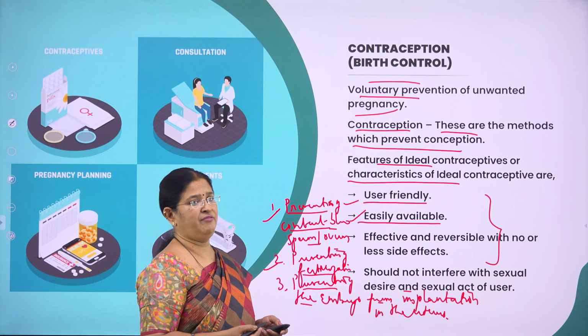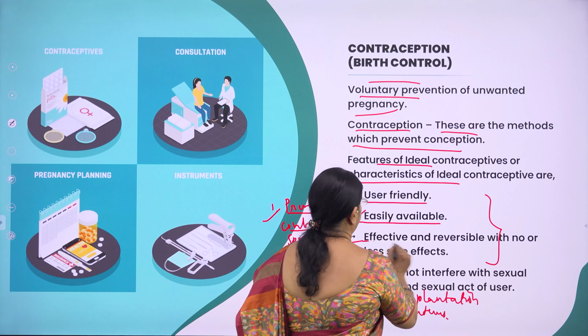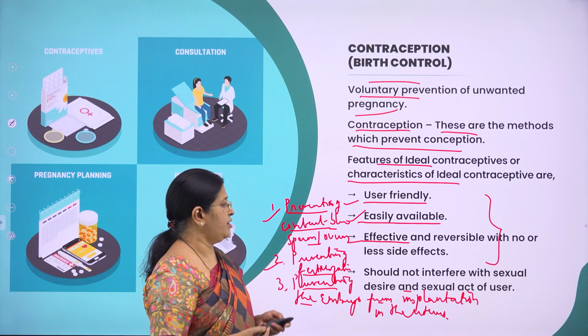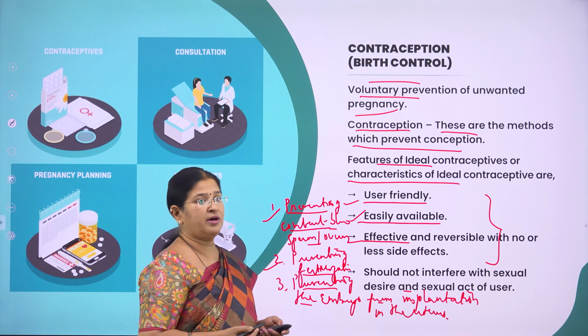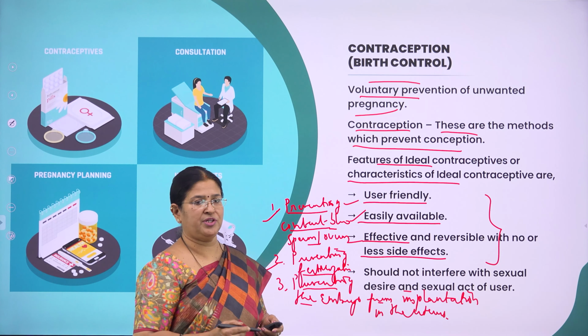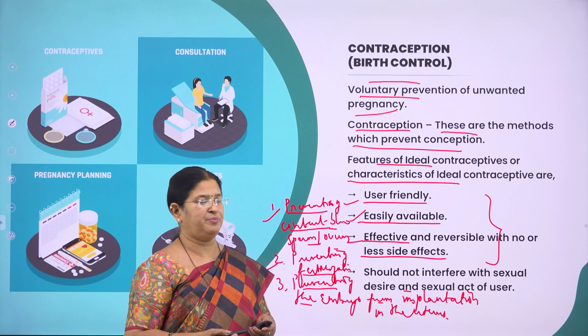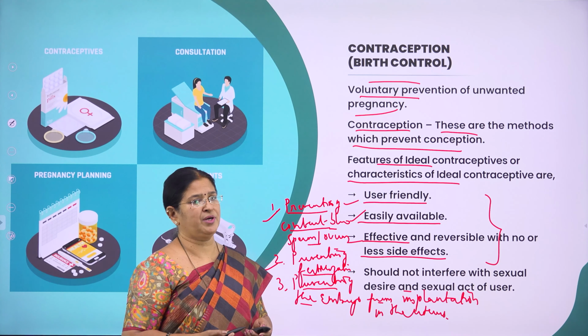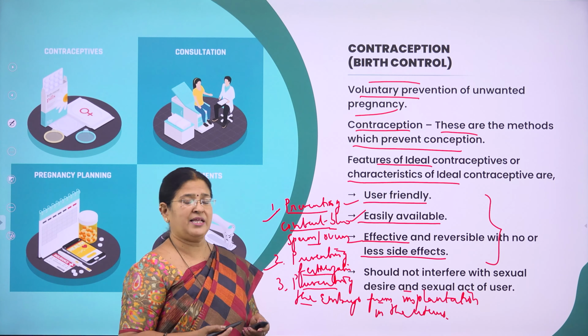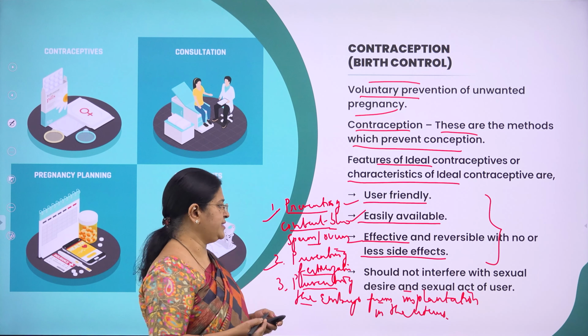So, easily available. Then effective. The use of this contraceptive method should be more effective and reversible with no or less side effects. It should not have any side effects for the user. Suppose if at all they come across any side effects, then they are not going to use this contraceptive method, and they cannot avoid unwanted pregnancy, right.